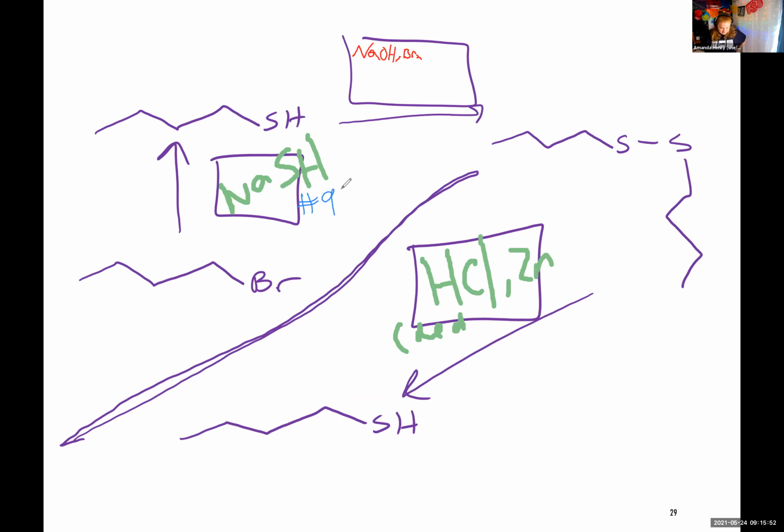And then to create our disulfide, we have sodium hydroxide, we have bromine. This is reaction number 10. And then, yeah, perfect. HCl and zinc, our last one. So breaking that disulfide bridge apart. Questions at all about the thiol reactions? Okay, beautiful.